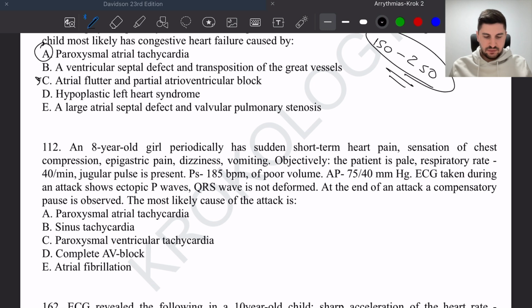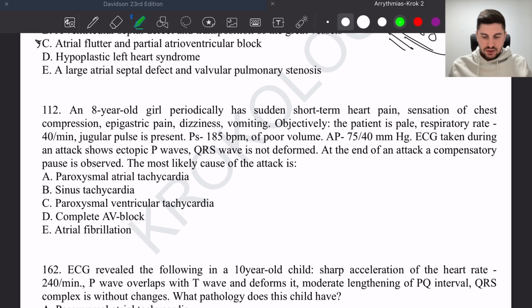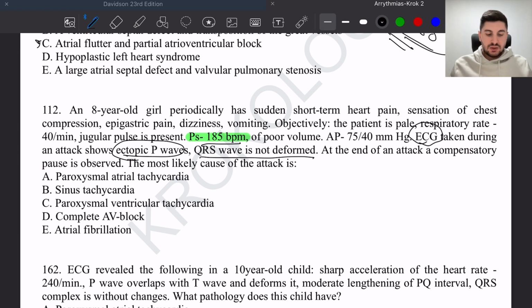Let's take another example to make it more clear. Here we see that the pulse, for example, is 185 beats per minute, and this is between 150 and 250. So think about paroxysmal tachycardia. The ECG taken during the attack shows ectopic P waves. The QRS wave is not deformed. So they are telling you it's not a ventricular arrhythmia. They are telling you it's a paroxysmal atrial tachycardia.